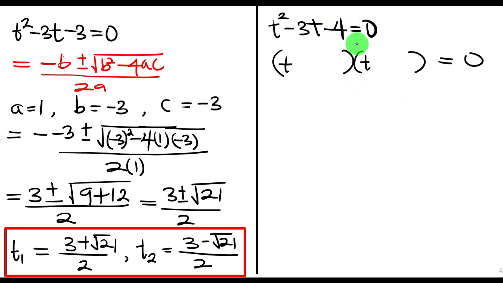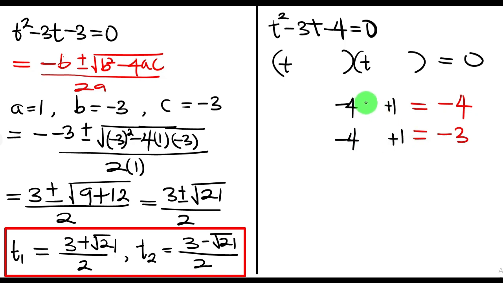So I need two numbers. If I multiply them together, I must get minus 4. Then if I add them together, I must get minus 3. That is, by multiplication, I'm looking for minus 4. Then by addition, I'm looking for minus 3. So what are the two numbers? Minus 4, then 1. That is plus 1. Writing the same thing, minus 4, then plus 1.